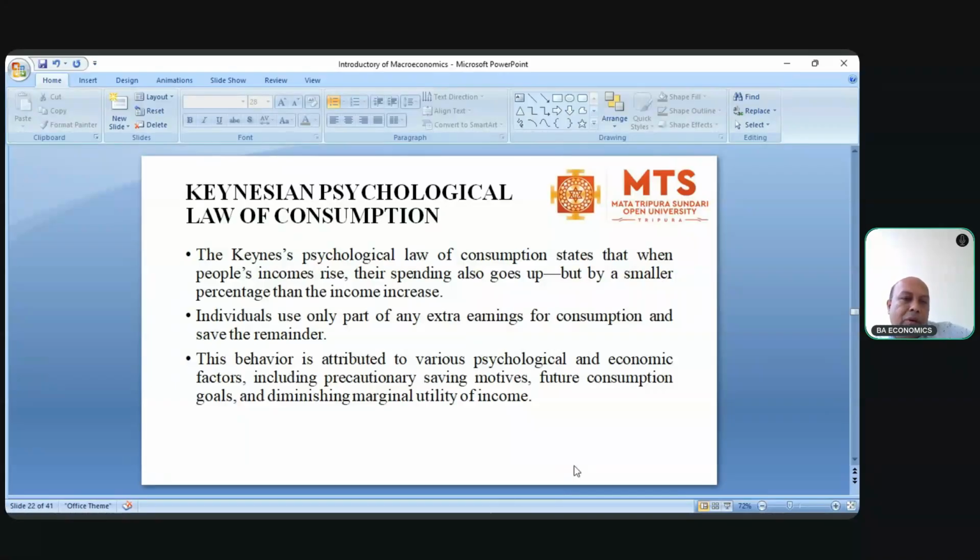So this is the basic concept of the Keynesian psychological law of consumption. This theory says that when the income of any person increases, a certain percentage of the increased money, that person wants to save. It means the saving tendency of people also increases when income increases, and in this case the marginal propensity to consume will decline.